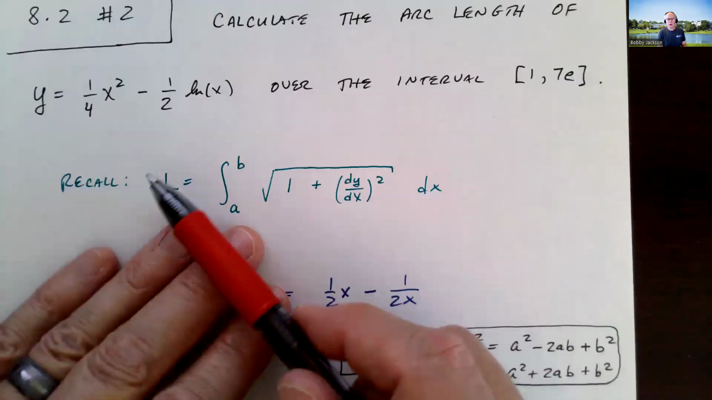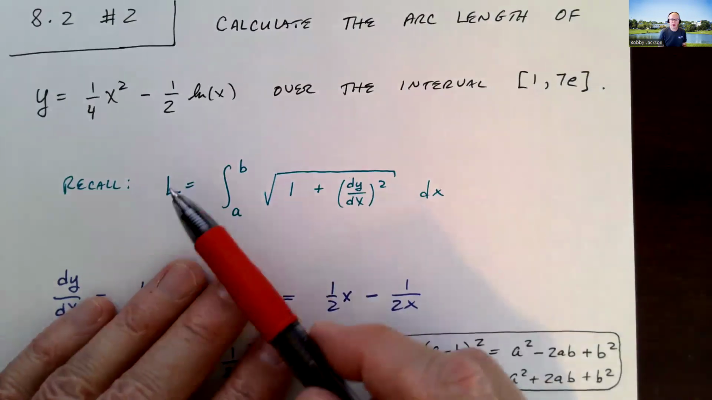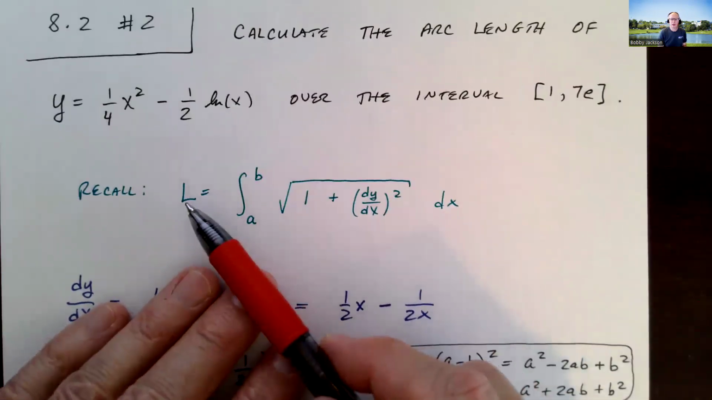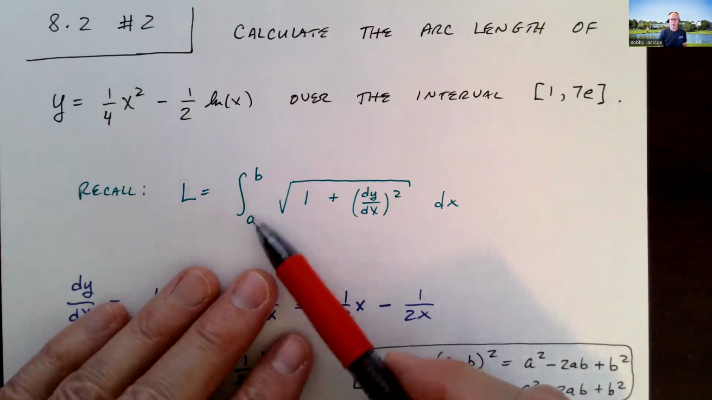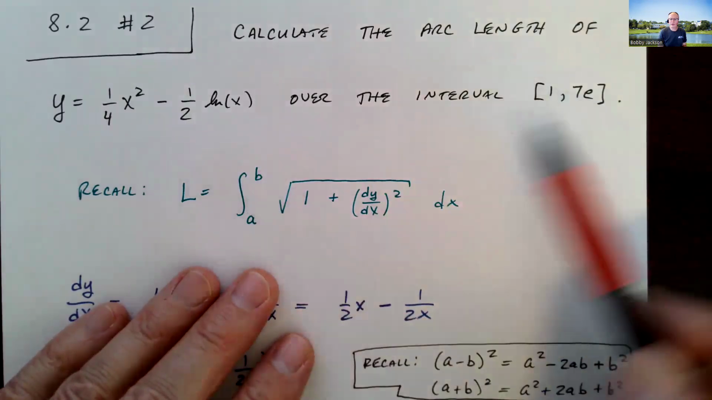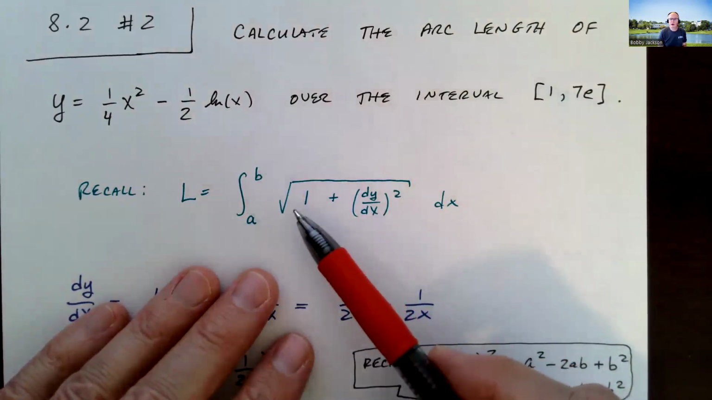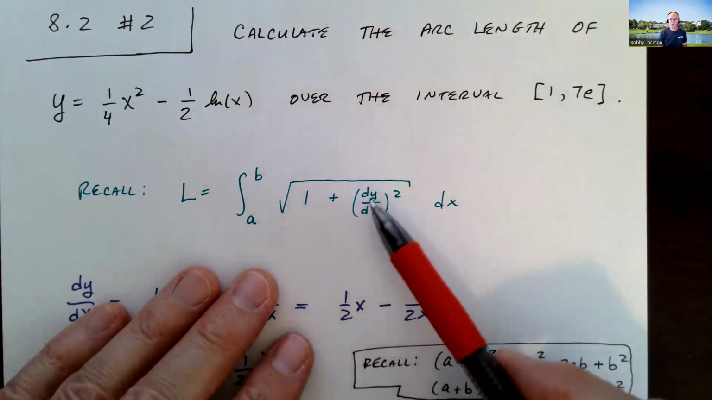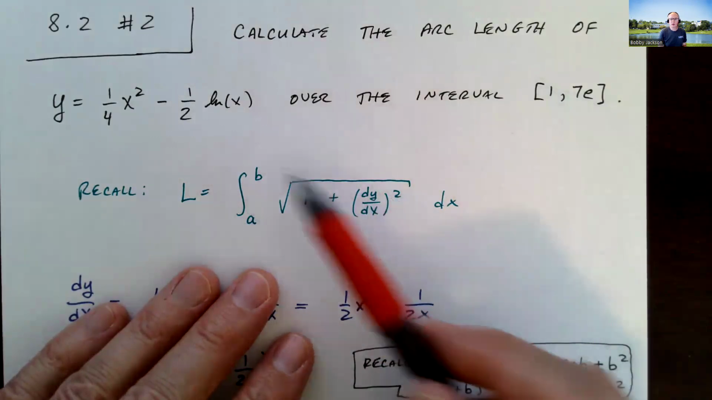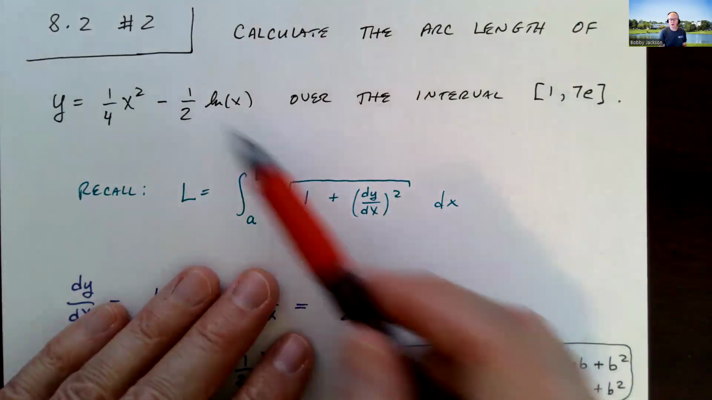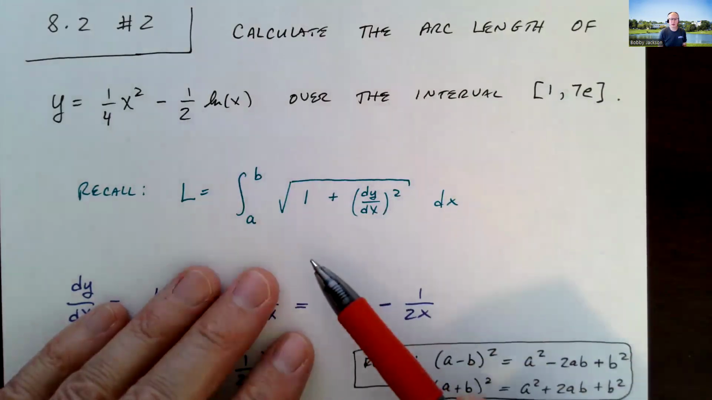Well, remember the formula for arc length. We derived this in class. The arc length is the integral, in this case, from 1 to 7e, that's the values of a and b, of the square root of 1 plus the derivative squared. So we want to find the derivative of this function first, and then we can see what the integral will be.